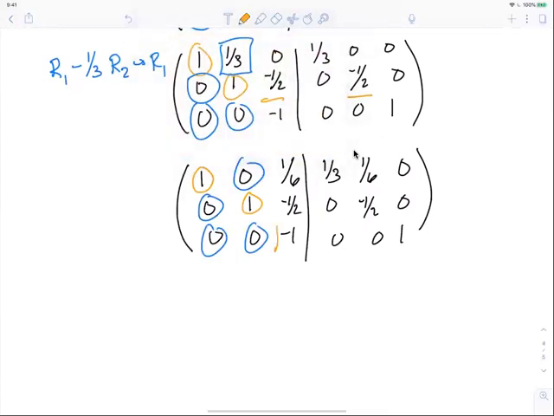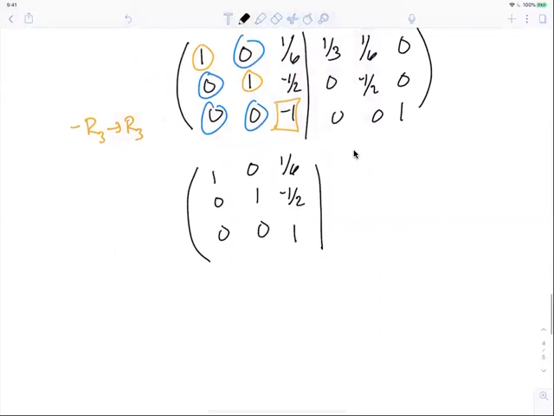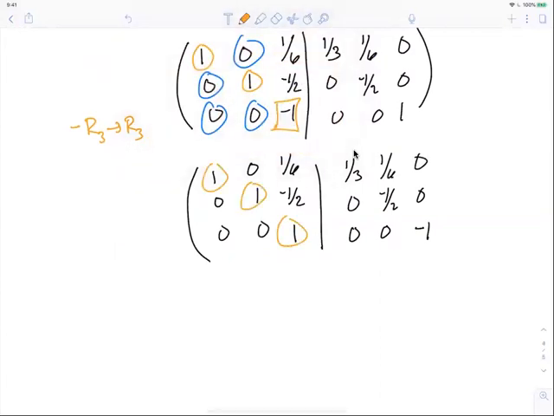So we need to scale that guy, the -1. So we're going to have minus row 3 go into row 3. So we're going to take the minus of the third row. So that becomes a 1. And the last one becomes a -1. All right. We have almost everything. The only thing we have left to do is to get these top two as zeros. So we have to zero those guys out.